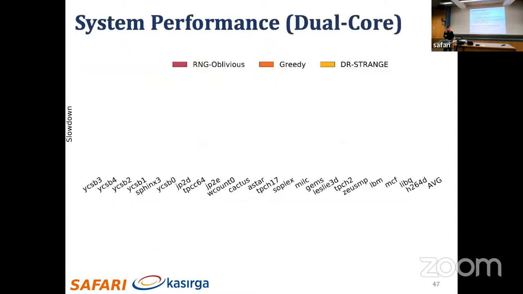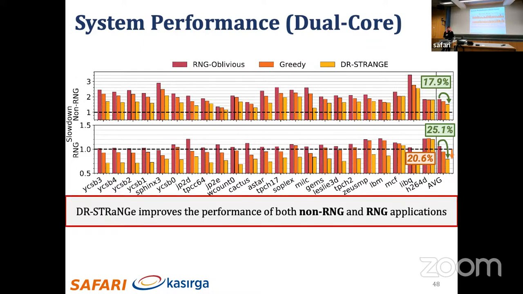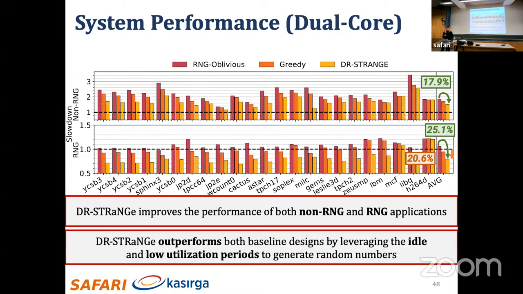We compare the dual core performance of the RNG-oblivious baseline design, the greedy idle design, and Dr. Strange. We show the slowdowns of non-RNG and RNG applications in workloads executed on a dual core system compared to the performance of each application when executed alone on a single core. Dr. Strange reduces the execution time of non-RNG applications by 17.9% and RNG applications by 25%. It also improves the average performance of RNG applications by 20% compared to the performance of RNG applications executed alone on a single core due to the lower TRNG latency. We conclude that Dr. Strange improves the performance of both non-RNG and RNG applications. It also outperforms both baseline designs by leveraging the idle and low utilization periods to generate random numbers.